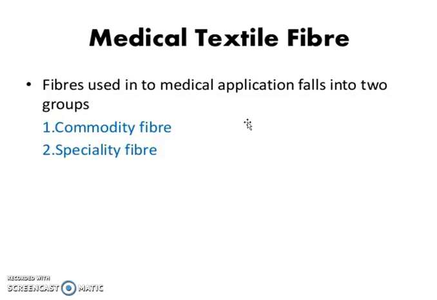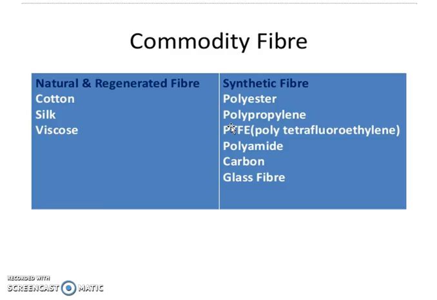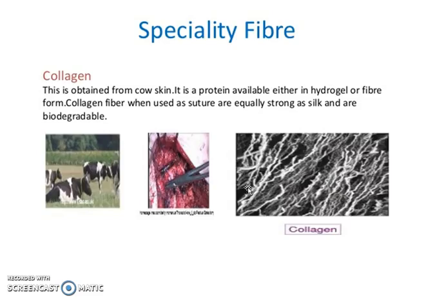What are the fibers to be used in medical textile? The first one is the commodity fiber and the second one is the specialty fiber. The commodity fibers are again classified into the natural and regenerated fibers and synthetic fibers. So natural and regenerated fibers are cotton, silk, viscose, whereas synthetic fibers are polyester, polypropylene, polytetrafluoroethylene, polyamide, carbon and glass fiber. And specialty fibers are collagen.